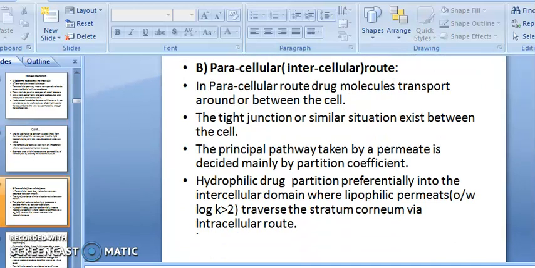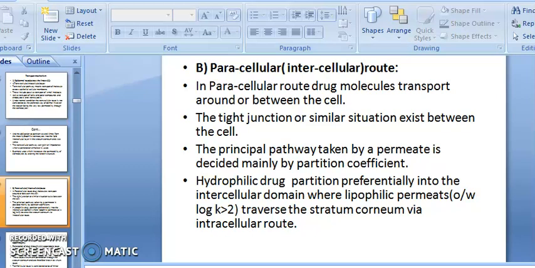Then next is the paracellular or intercellular route. In the paracellular route, drug molecules are transported around or between the cells. The tight junction or a similar situation exists between the cells, and this will be taken into consideration.